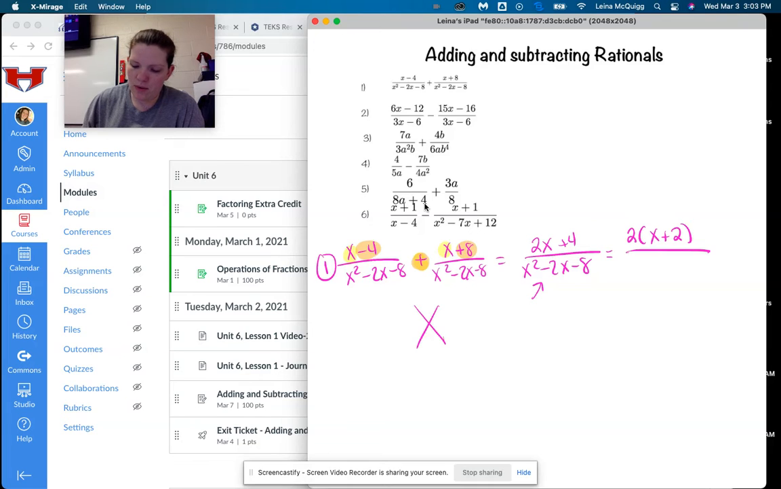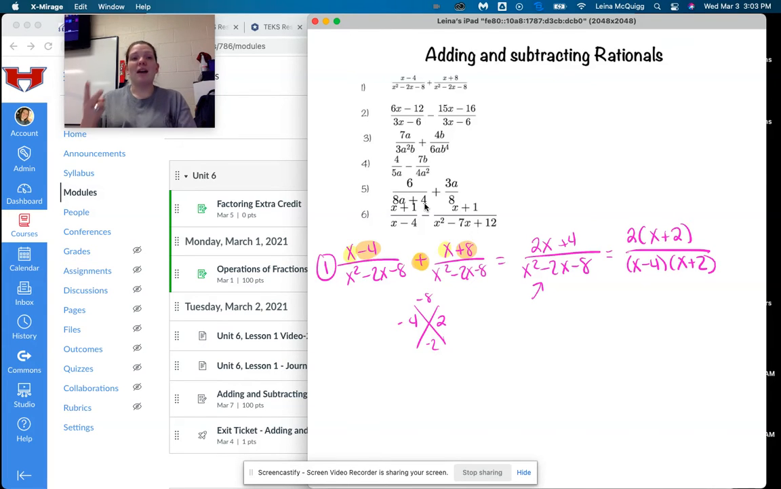Okay, so if we do our x, then we have a times c is -8, b is -2. So I have -4 and 2. So -4 times 2 gives me -8. -4 plus 2 gives me -2. So that means this factors in the denominator to be x minus 4 times x plus 2.